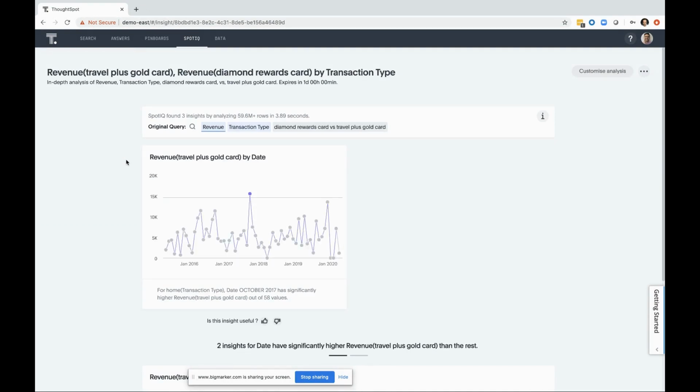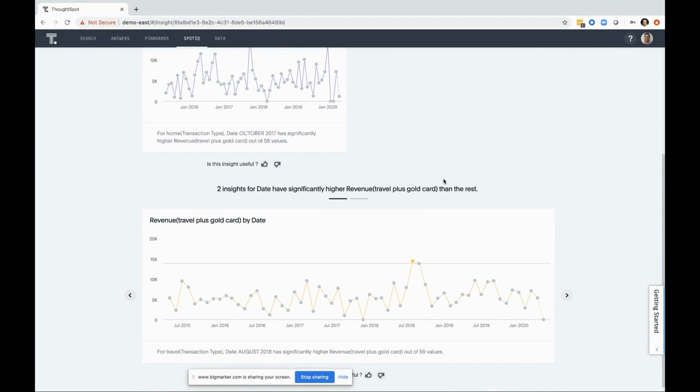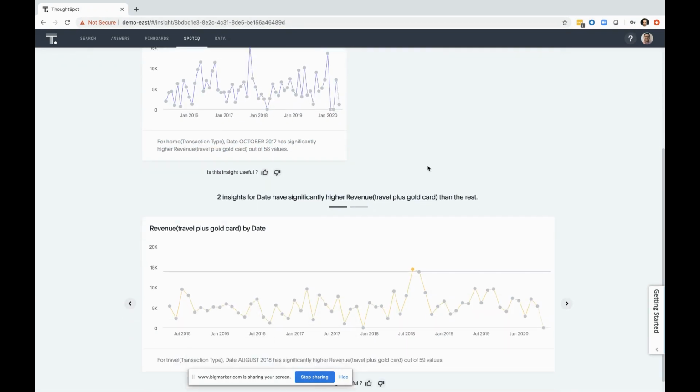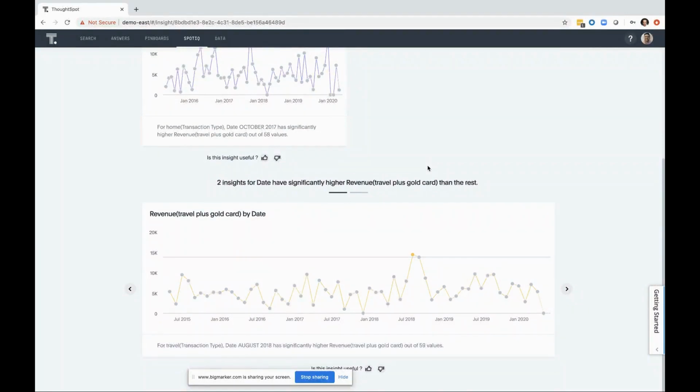So what you can see here is that I am being presented with 3 specific insights where almost 60 million rows of data was analyzed in less than 4 seconds. And this is now giving me some additional answers to the data that I have never asked about before. As an example, there is a certain transaction type for home that is significantly higher in revenue compared to the others in certain times. So for example, October 2017 was a big outlier. And I can look into these. So all of these things are additional questions that are being answered on the fly for me.